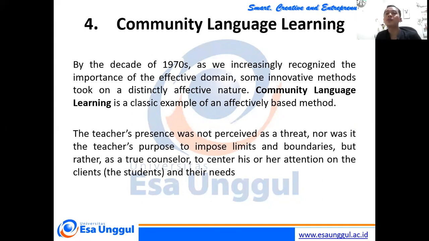We do have community language learning. Community language learning is different, because in this method, the teacher's presence is not perceived as a threat. So the teacher helps the students in the classroom. They act more like a counselor, who helps students.